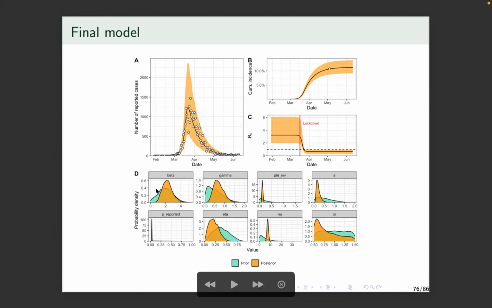Another interesting thing is to compare the prior distribution of some parameters to the posterior distribution of these parameters. For instance, we can see that P reported is very informed by the data, probably by the serological data. And for instance, look at the A parameter, which is the inverse of the incubation time. We can see that the model infers, after seeing the data, that it must be below 1/2, meaning that after seeing the data, the model infers that the incubation time should be above 2 days.